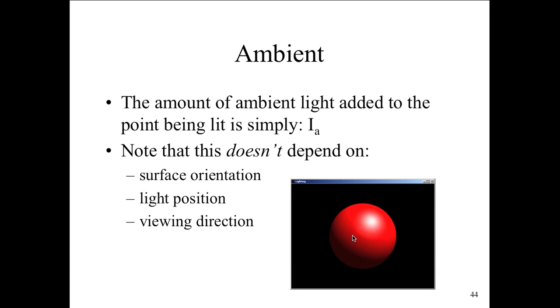So here's an example, and you can see now that the back part is not quite as black, it's a little bit more illuminated. So the amount of ambient light added to the point being hit is simply IA, and note that it doesn't depend on the surface orientation, the light position, or the viewing direction.